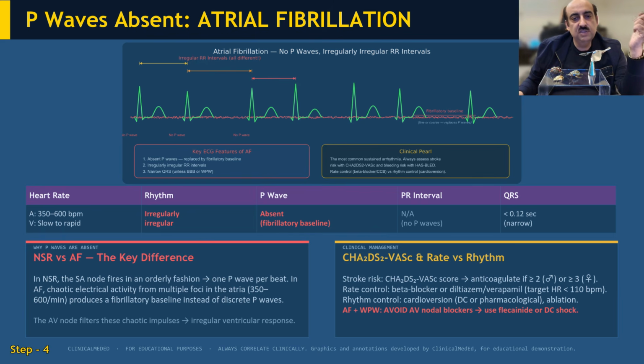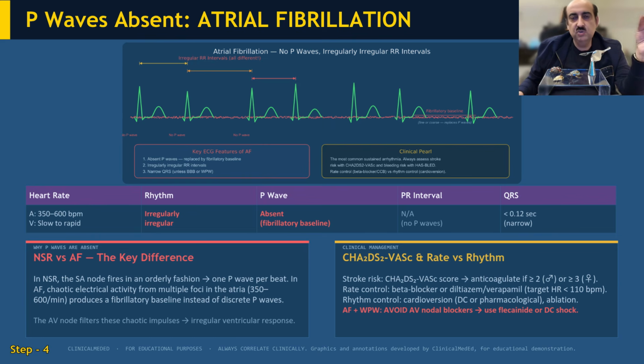So these are the differences between normal sinus rhythm and AF. The CHA2DS2-VASc scoring is done to calculate the risk for embolic stroke. In males, if the score is 2 and above, then you need anticoagulation, and in females, if it's 3 and above. Rate control is done with usually cardioselective beta blockers or verapamil.